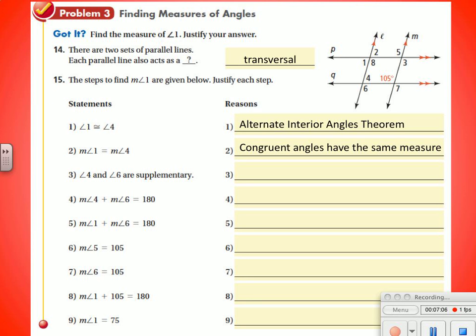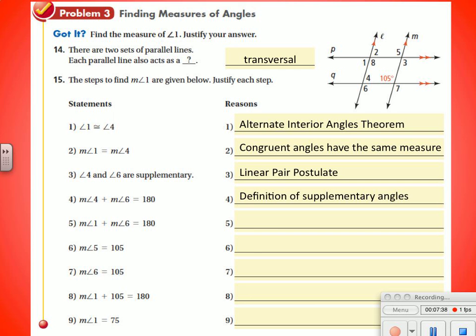All right, now I'm going to continue to look at this. I say angle 4 and angle 6 are supplementary. Now angle 4 and angle 6 form what type of pair? They have a non-common side that forms opposite rays. Therefore, they are a linear pair. So by the linear pair postulate, we can say angle 4 and angle 6 are supplementary because linear pairs are supplementary.